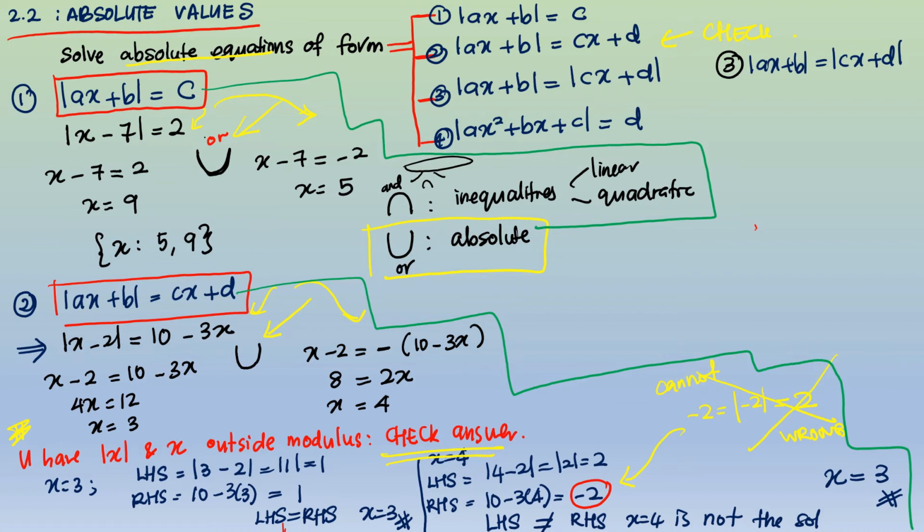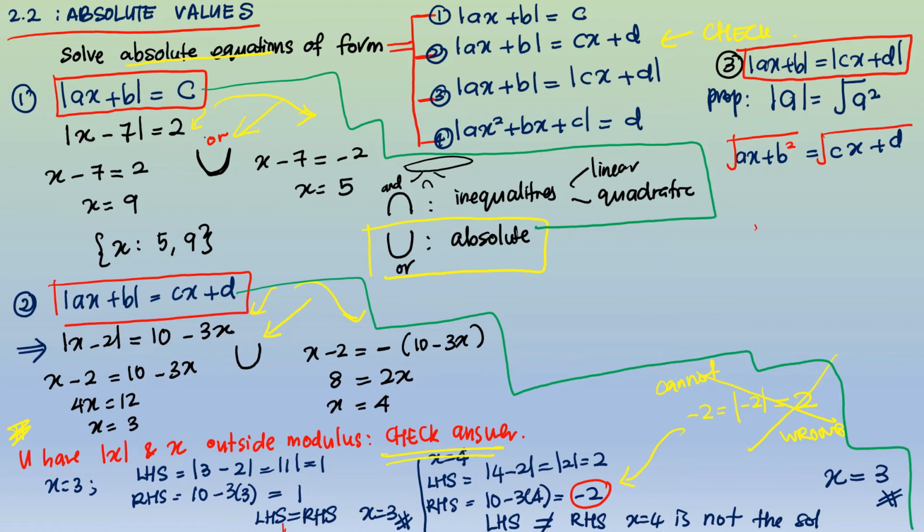Okay, here I would like to recall our properties. We know that modulus a is equal to sec a square. So we will use this on our form of absolute equation. Because you have modulus on both sides, you may change it into ax plus b here, and cx plus d there. Your modulus will change into sec square and sec square, and then you solve your equations.